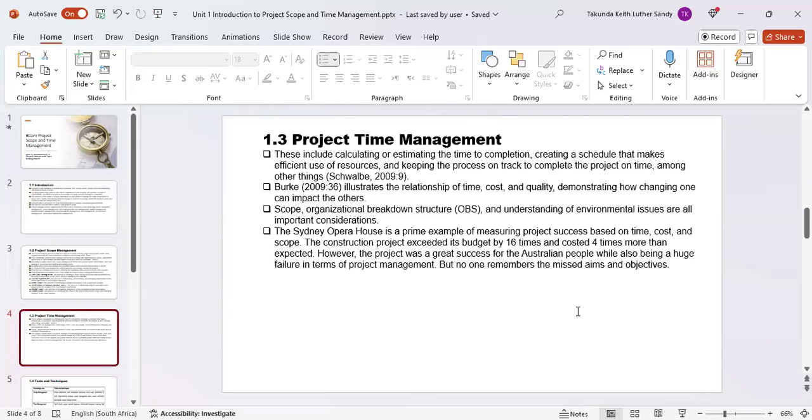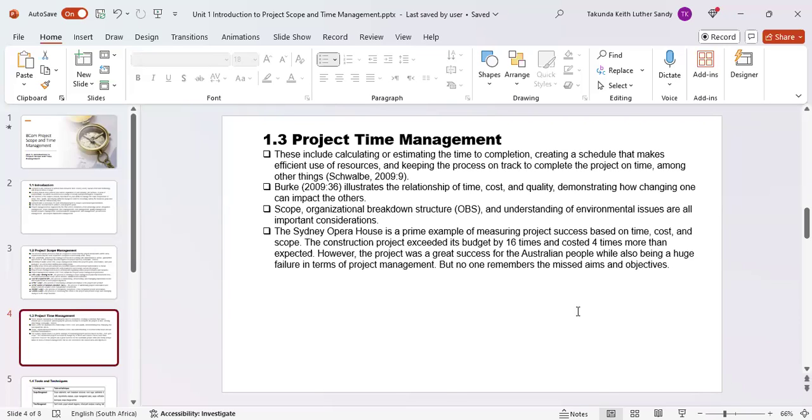So Beck illustrates the relationship of time, cost, and quality, demonstrating how changing one can impact the others. They are just talking about what we call the triple constraints. That thing is very key and very important because it affects almost every project. When we talk about time, if the schedule of a project is affected, mostly the cost of the project is going to be affected and the quality of the project is also going to be affected, right?